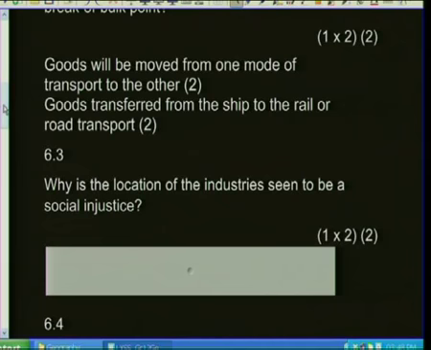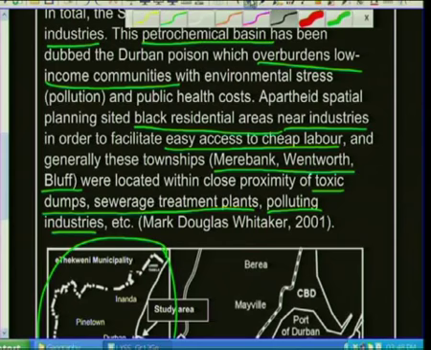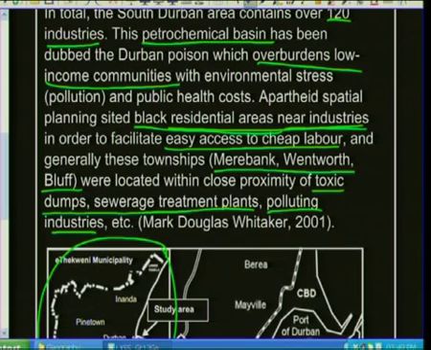6.3. Why is the location of the industries seen to be a social injustice? Now this is a question referring back to the text that we had previously. Let's go back and take another look. They spoke about, over here they've said that the residential areas were located near the industries to facilitate easy access to cheap labour, but that those residential areas were also within close proximity of toxic dumps, sewage treatment plants and polluting industries.